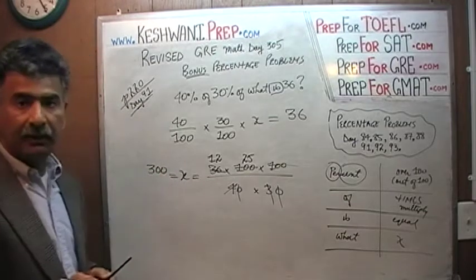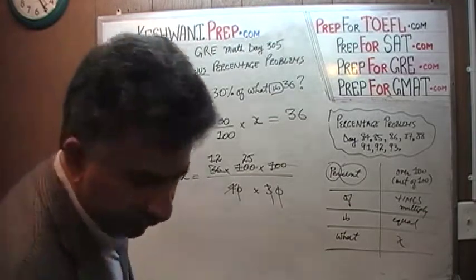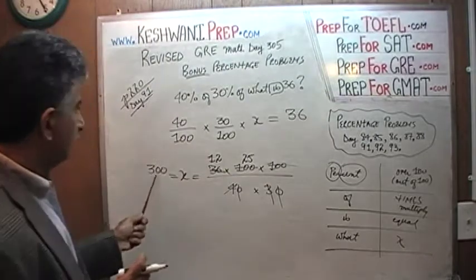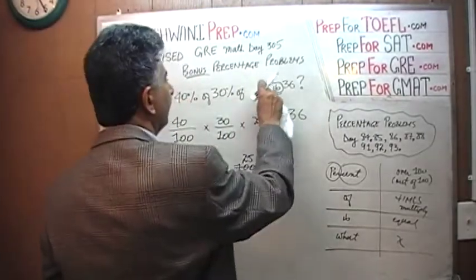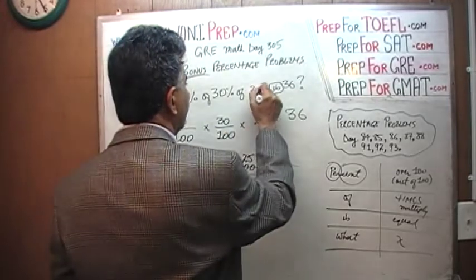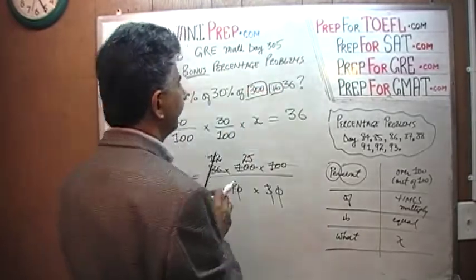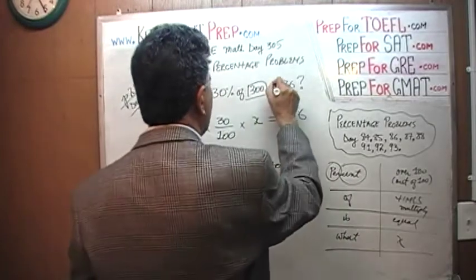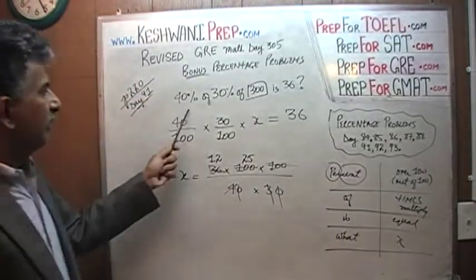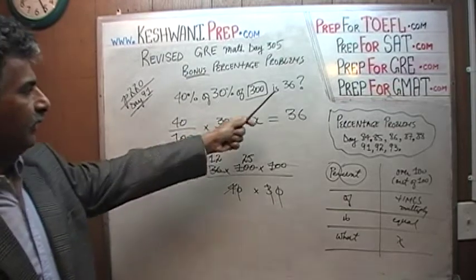So that's it, that's what we're claiming. We are claiming that the what part here is 300. So let's put it in here. Where it says what, we're going to put 300. So what we are claiming here is that 40% of 30% of 300 is 36.